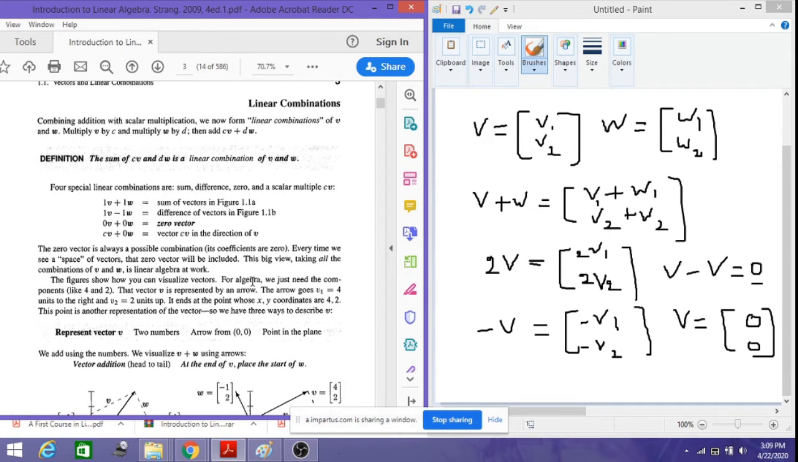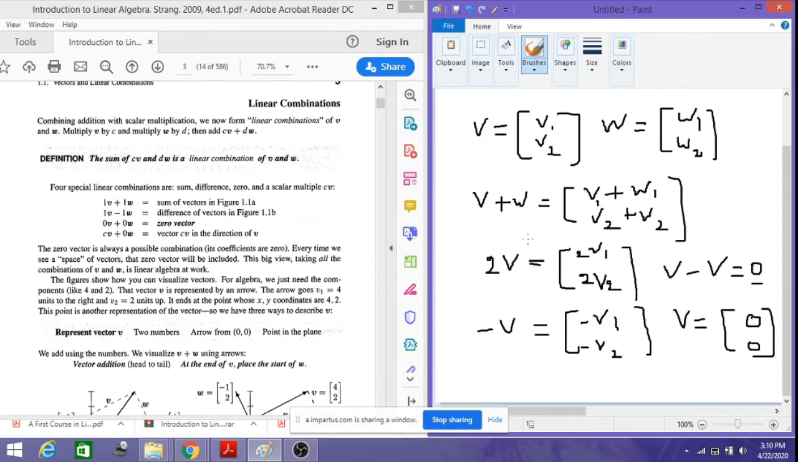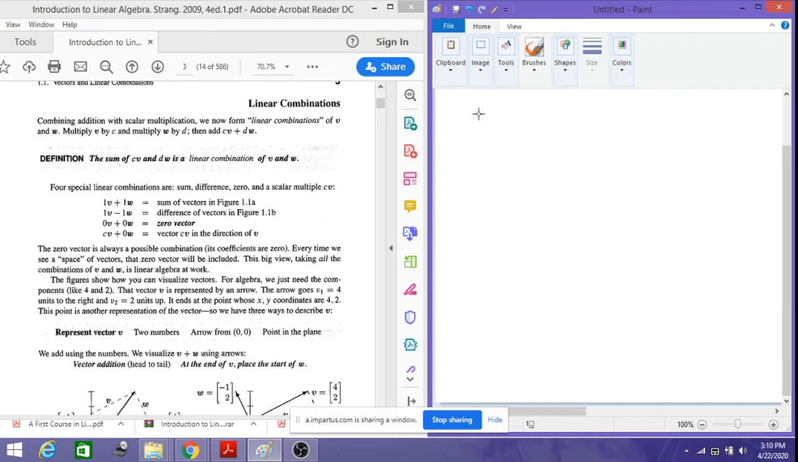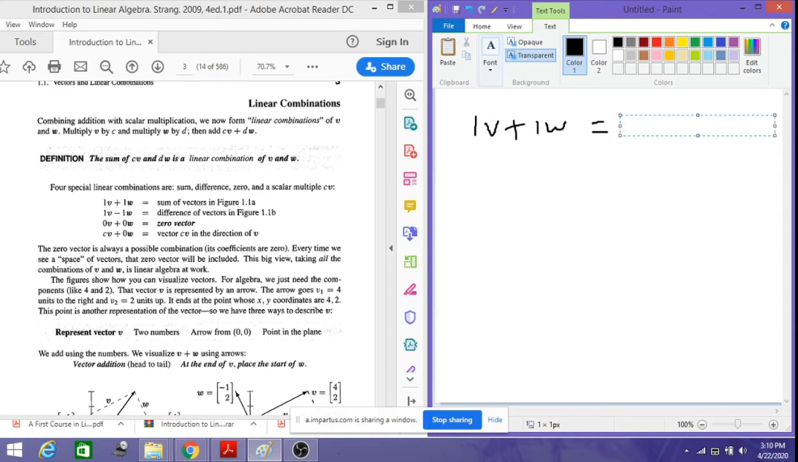Now let us look into some special cases of these vectors, the special linear combinations: sum, difference, 0 and scalar multiplication. So if you write here 1v plus 1w, it means we have two vectors, that is v and w, as we have written before. Then it is called the sum of vectors. So this basic representation we call the sum of vectors.